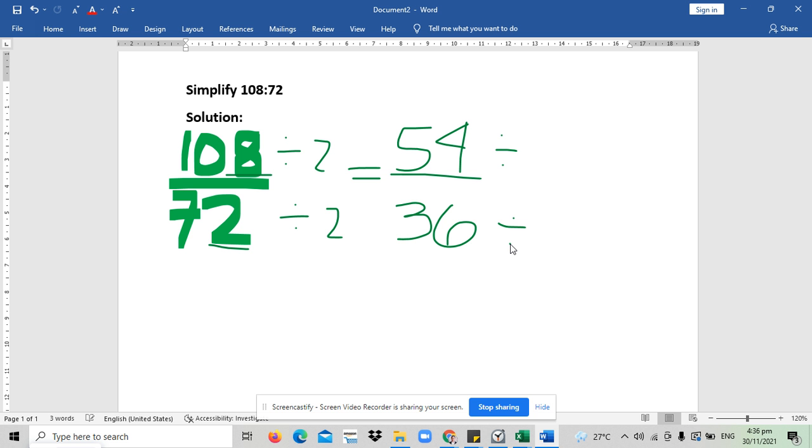We will always start at 2. So are 54 and 36 divisible by 2? Yes, they are still divisible by 2 because they are both even numbers. They end with 4 and 6. So 54 divided by 2, that's how much? 27. And then 36 divided by 2, that's 18.